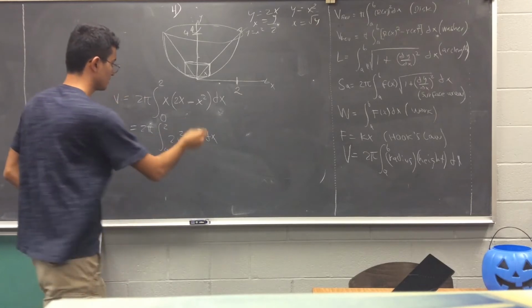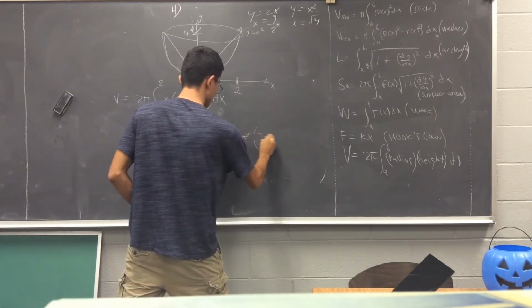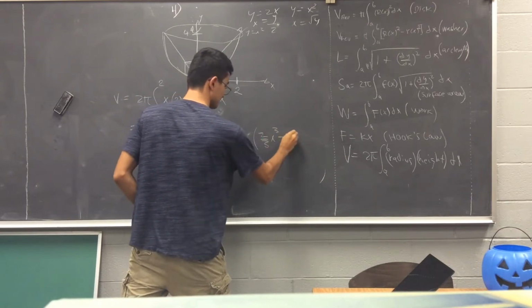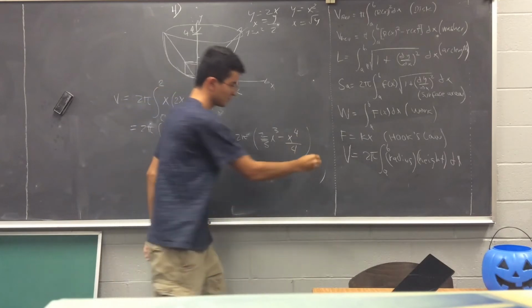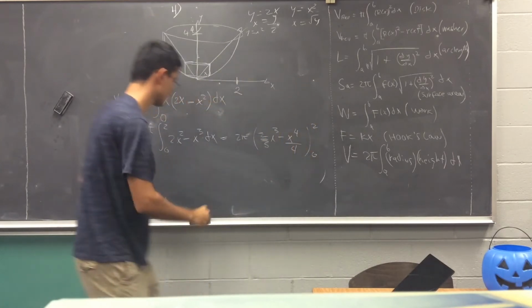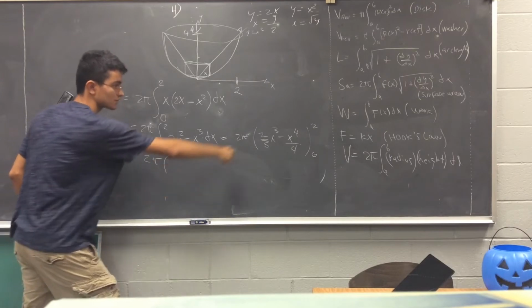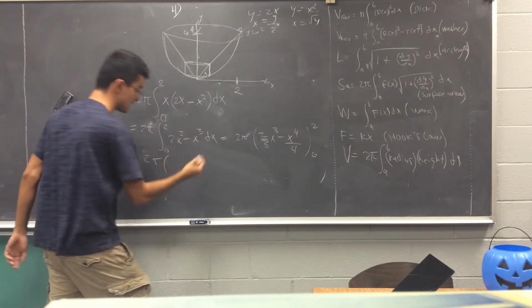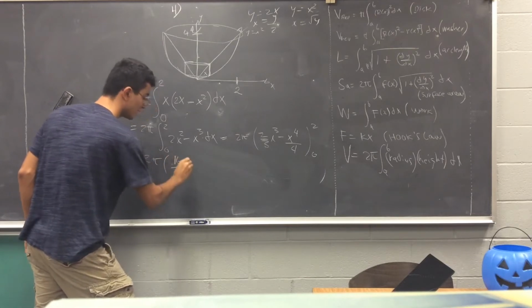Okay? And we can integrate that, so that's going to give us 2 pi times 2/3 x cubed minus x to the 4th over 4. And then we're integrating from 0 to 2. So that's going to get us 2 pi times, 2 to the 3rd is going to be 8, so that's going to be 2 times 8 is 16, right? So that's 16 over 2 over 3.